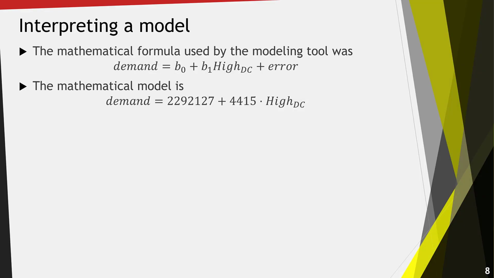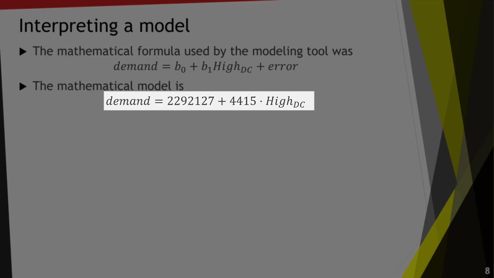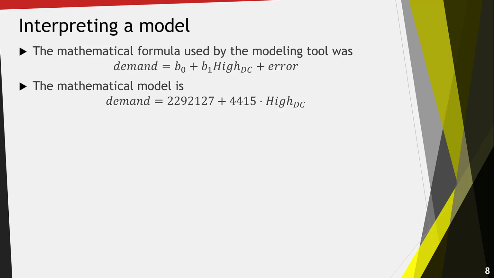So the mathematical formula used by the modeling tool was demand equals B0 plus B1 times the high temperature in DC plus some prediction error. The mathematical model for predictions, after we trained the model and determined those B0 and B1 parameters, is that demand is equal to 2,292,127 plus 4,415 times the high temperature in Washington, D.C. If I were to ask this model to make predictions, this is the formula that it would use.